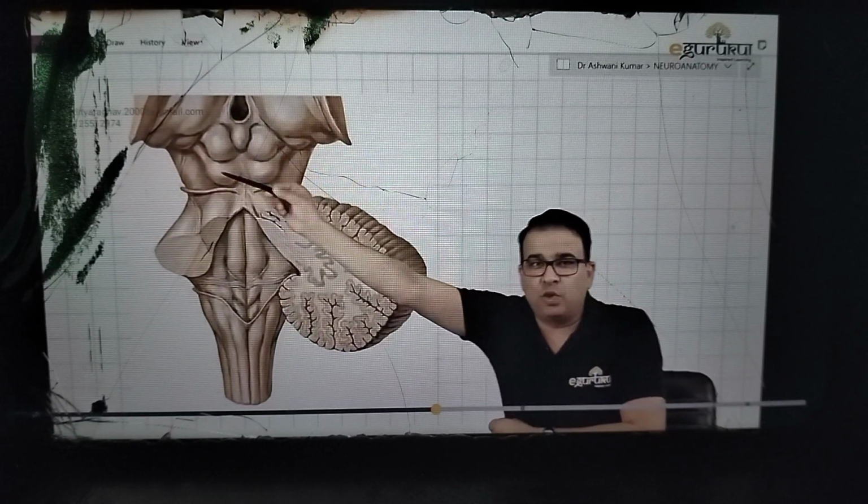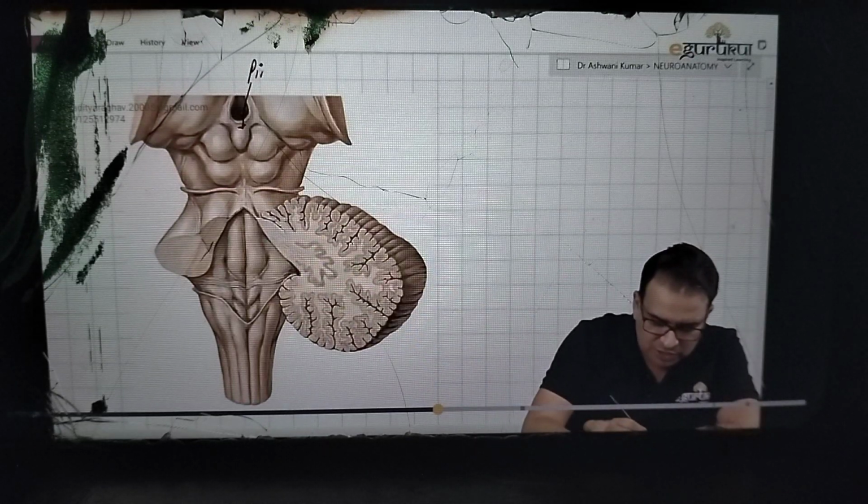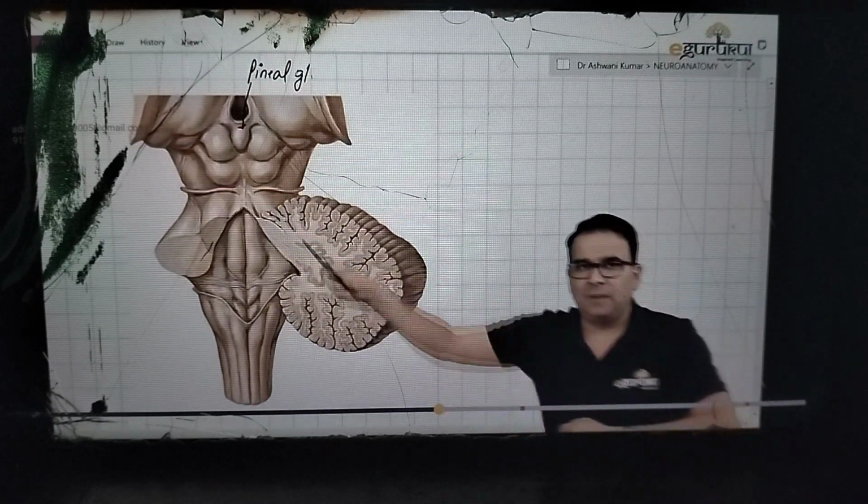And how can I say midbrain? I can see four colliculi over there: two superior colliculi and two inferior colliculi. Please don't worry about this. This is the pineal gland, which is not a part of the discussion as of now, so let's exclude it from here. Apart from that, you can see the two superior colliculi.